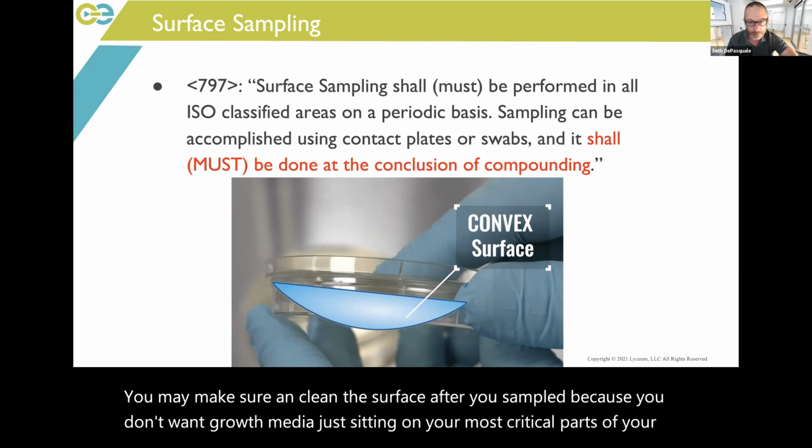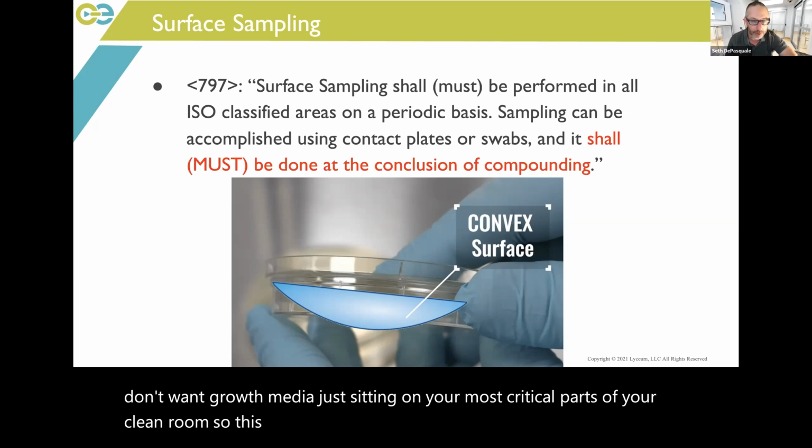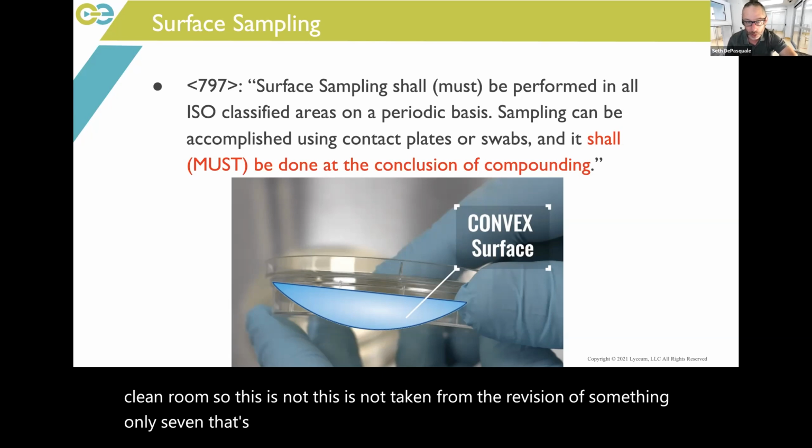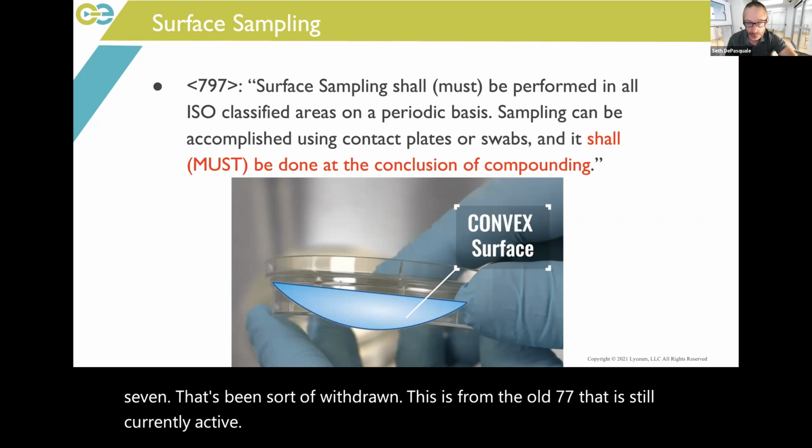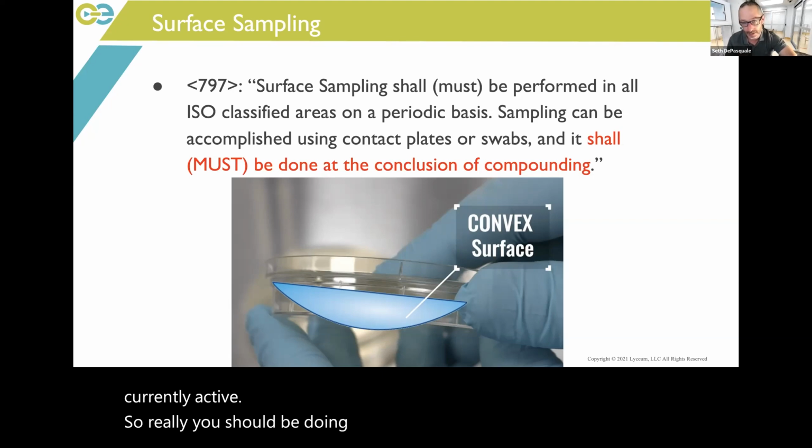And this is not taken from the revision of 797 that's been sort of withdrawn. This is from the old 797 that is still currently active. So really, you should be doing surface sampling at the conclusion of compounding.